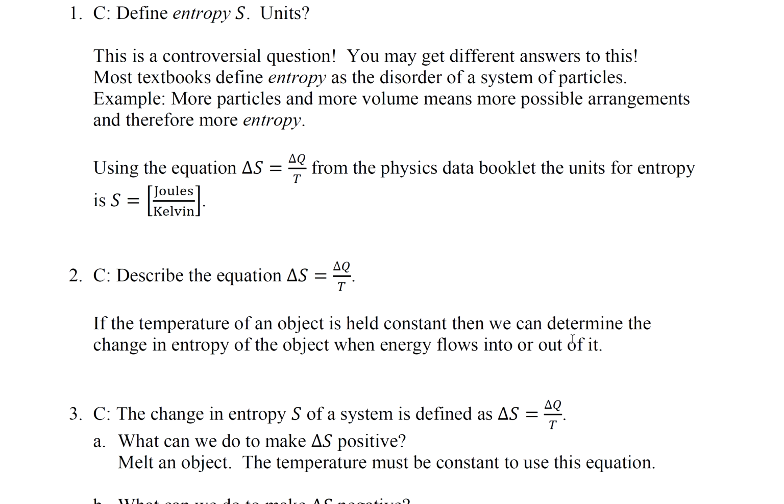So using the equation delta S equals delta Q over T from the physics data booklet, the units of entropy is S equals joules over Kelvin.